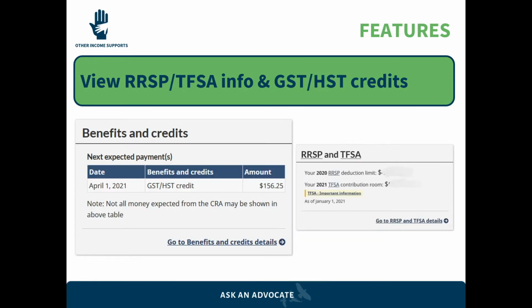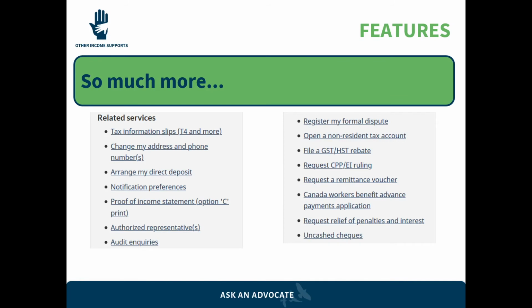You will also be able to view your RRSP deduction limit, your TFSA contribution room, as well as both past and future payments for GST or HST credit. There is simply so much you can manage all within one place. As displayed above, there are many services connected to My Account, such as the ability to update your address or phone number, set up and manage direct deposit info, register disputes, view uncashed checks, and countless other services.